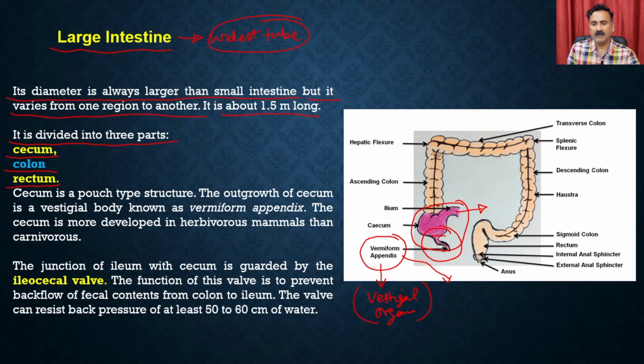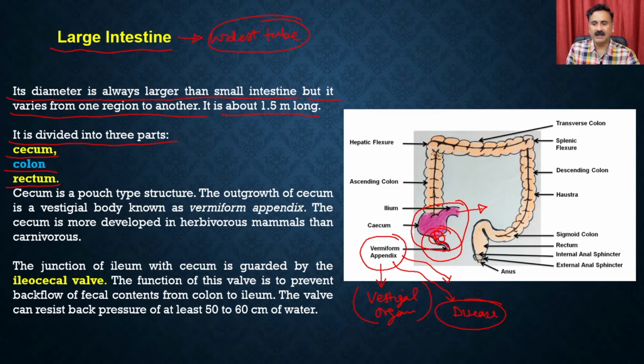So, the vermiform appendix is separated from the cecum by a membrane-like sheet, and whenever this membrane-like sheet is disrupted or damaged, the food particles actually enter into the vermiform appendix. When food enters the vermiform appendix, it allows the growth of bacteria, and then it causes a disease which is called appendicitis.